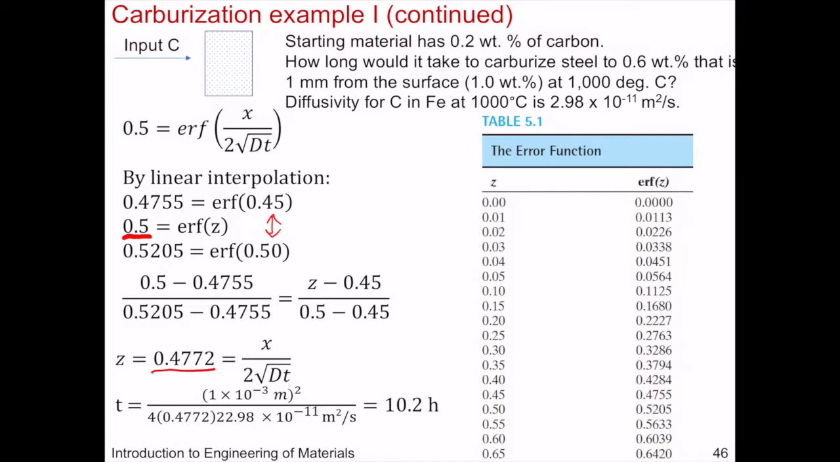So we know that the distance is 1 millimeter, so we plug that in there. And the diffusion coefficient is, actually this should be squared. The diffusion coefficient is 2.98 times 10 to the minus 11, and we can compute the time. Now that is if we're given a diffusion coefficient. As you can see in this example, the diffusion coefficient was actually not given.